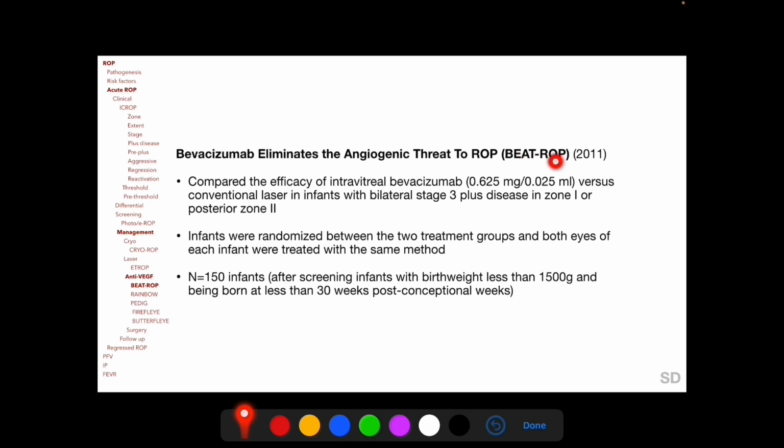The BEAT-ROP study compared the efficacy of intravitreal bevacizumab, half the adult dose of bevacizumab in half the adult volume, versus conventional laser in infants with bilateral treatment requiring ROP. Infants were randomized between two treatment groups, and both eyes of each infant were treated with the same method, either bevacizumab or conventional laser. A total of 150 infants were included who had birth weight less than 1500 grams and were born at less than 30 weeks post-conceptional age.